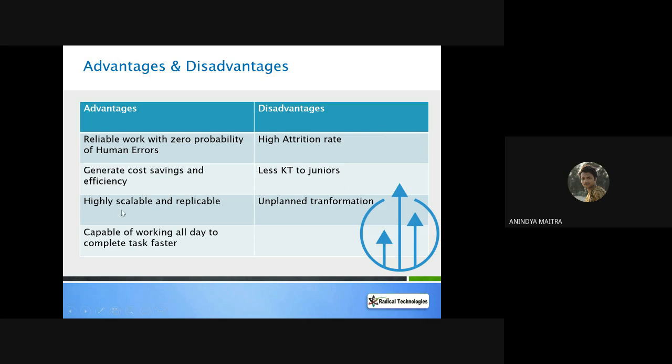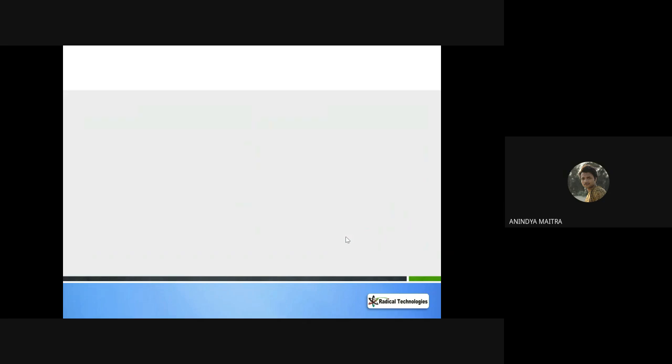And then the next point is unplanned transformation. For some organizations, especially small organizations, this problem is very big. Suddenly RPA gets introduced and some robots are built, but without planning. That may cause problems as well. So these are some basic advantages and disadvantages of a robot. Any question till this? I'll take that as no. Let me move forward.